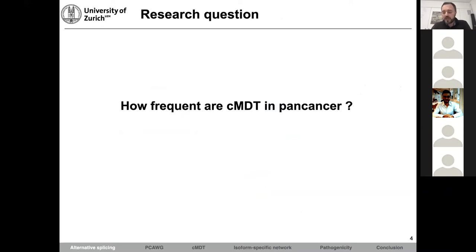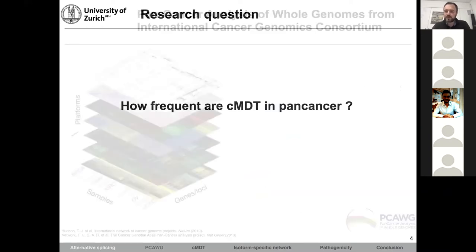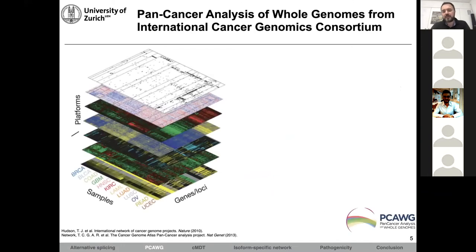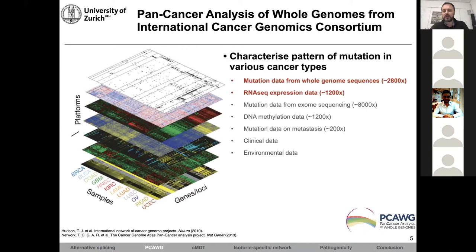And in order to analyze this and to get information on this, we joined the Pan Cancer Analysis of Whole Genomes project, which was initiated by the International Cancer Genomics Consortium. This project was really fantastic because we had lots of data available, and also available in advance. The major papers got published in February, a couple of months ago, but we used the same data set.